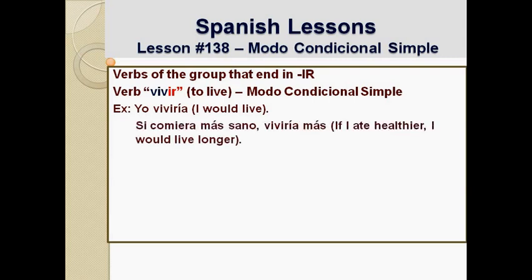Si comiera más sano, viviría más. If I ate healthier, I would live longer, right? Si comiera means if I ate. Más sano means more healthy or healthier. Viviría más means I would live more, or I would live longer, okay?